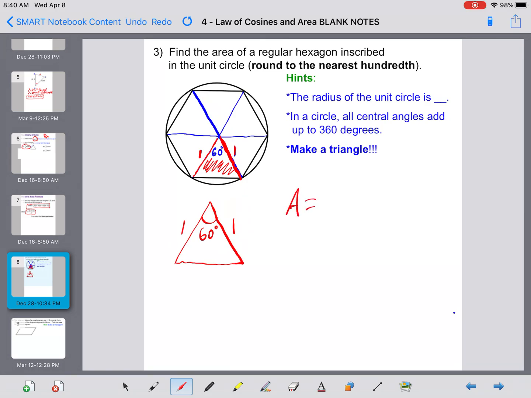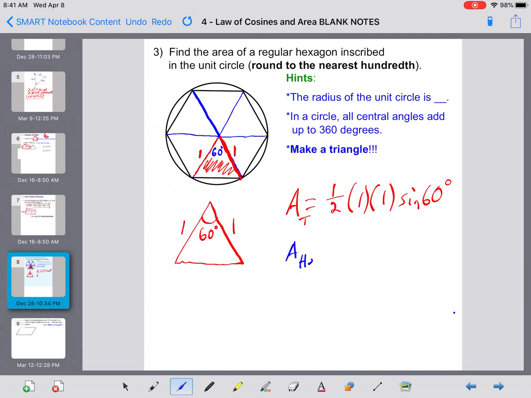So I'm using the oblique triangle formula, which is 1/2 times one of the sides times another of the sides times the sine of 60 degrees. And that's it. That's your formula. So now that's the area of one triangle, okay?